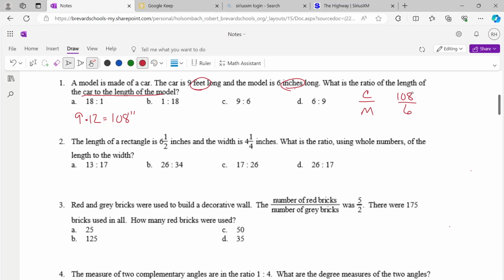So we're going to simplify this. All right, take the 108 divided by 6, or you could divide them both by 2. You have to simplify this fraction is the point I'm trying to make. So we're going to take the 108 and divide it by 6, see if it goes evenly. All right, 6 goes 18 times. So this simplifies to 18 over 1, which is the same as 18 to 1. So answer choice A.